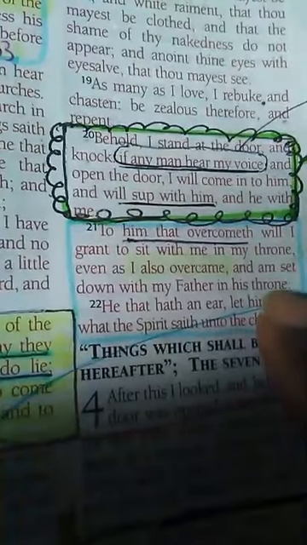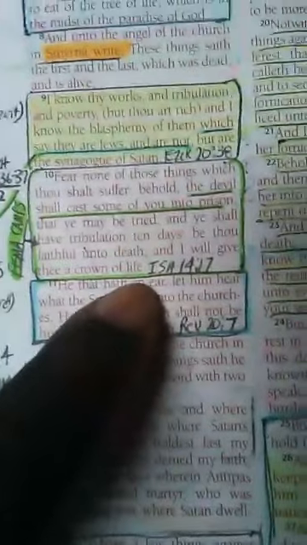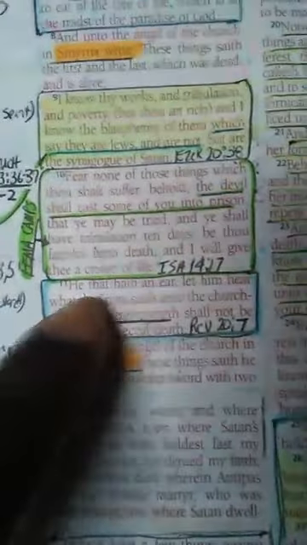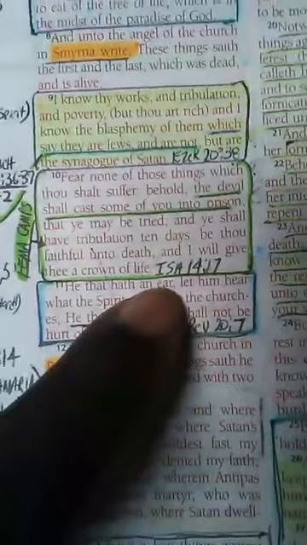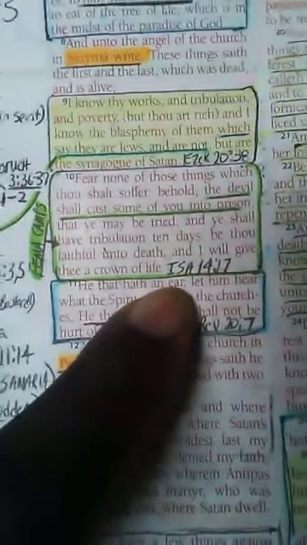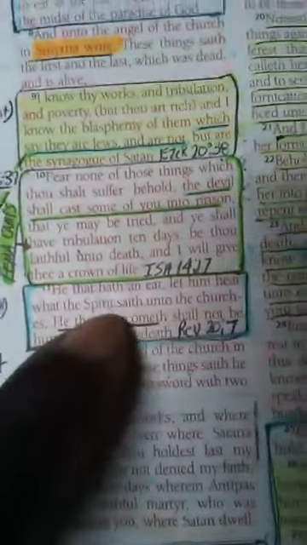Revelation 2:11. He that hath an ear, let him hear. Now, when it says the ear, it ain't talking about the ears on the side of your face. The ear represents understanding. So he that has a sense of understanding, let him understand what the Spirit says unto the churches. He that overcometh shall not be hurt of the second death.